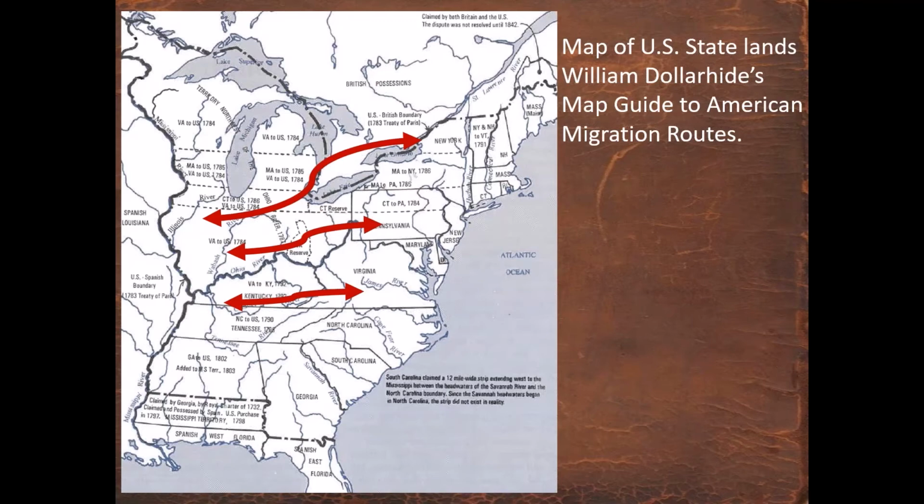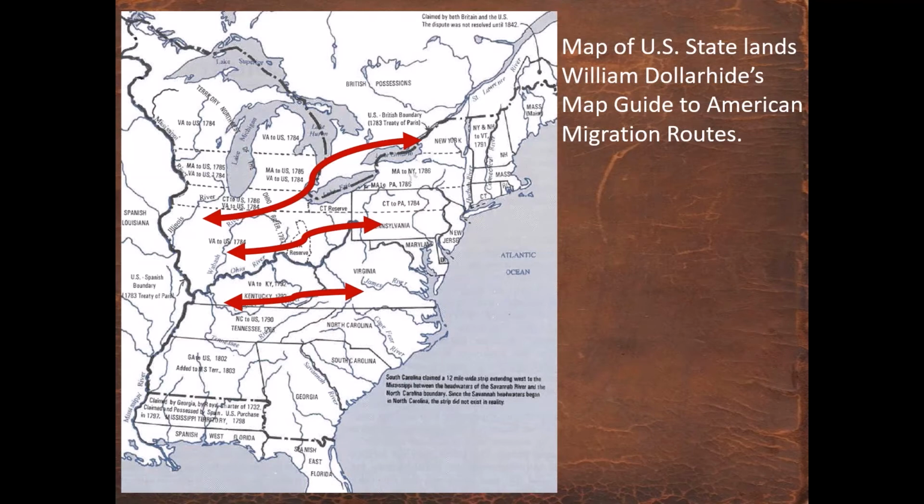William Dollarhide's book, if you haven't already read it, if you don't own a copy of it, it's really not that long. It's like 48 pages long, but he gives a really succinct synopsis of early migration routes in the colonies and the early period of the United States, up until about 1820, 1830. And this is a map that he includes in his book.